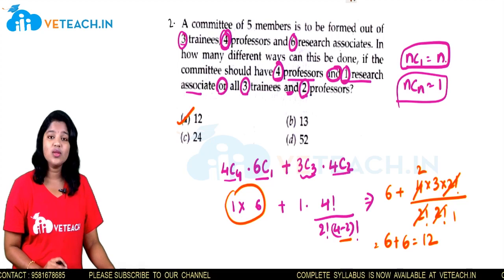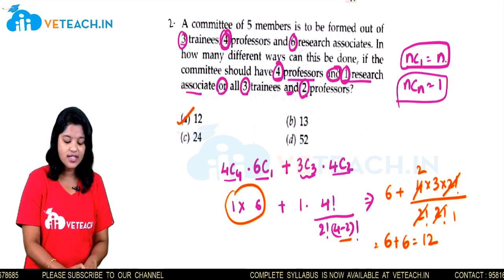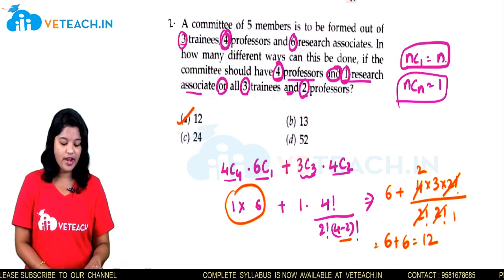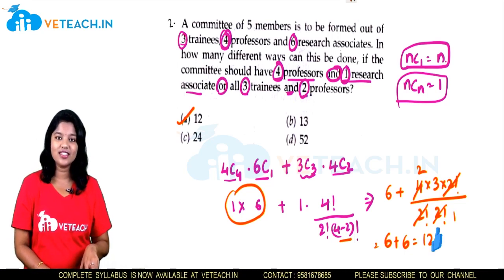So in 12 ways, we can select 4 professors and 1 research associate, or 3 trainees and 2 professors out of the given number of trainees, professors and research associates. So option A is our correct answer.